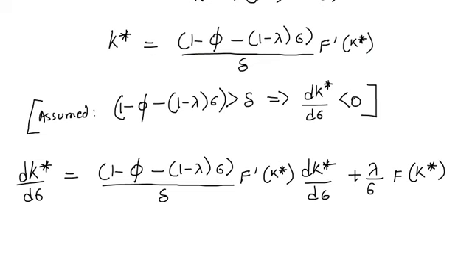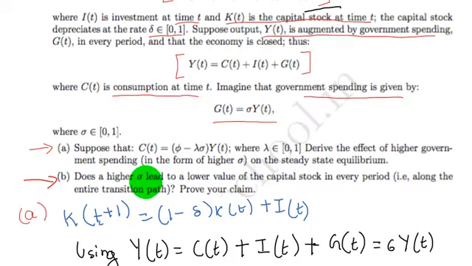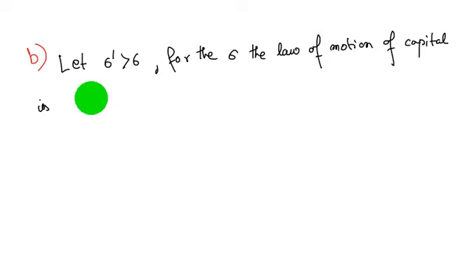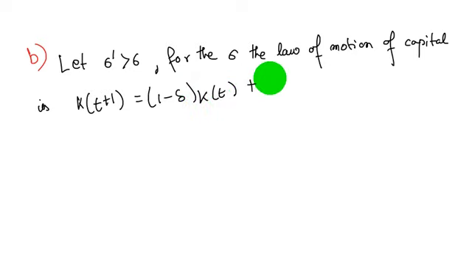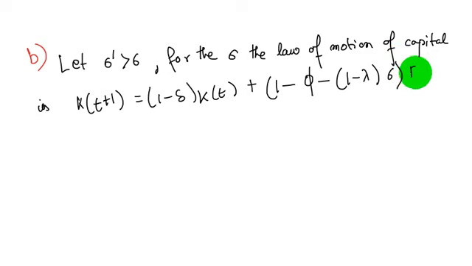Let's see what the second part suggests. Does a higher sigma lead to a lower value of the capital stock in every period? That is, along the entire transition path. Let us see how to do this. Let sigma dash be greater than sigma. For sigma, the law of motion of capital is k t plus 1 equals 1 minus delta kt plus 1 minus phi minus 1 minus lambda sigma f kt.